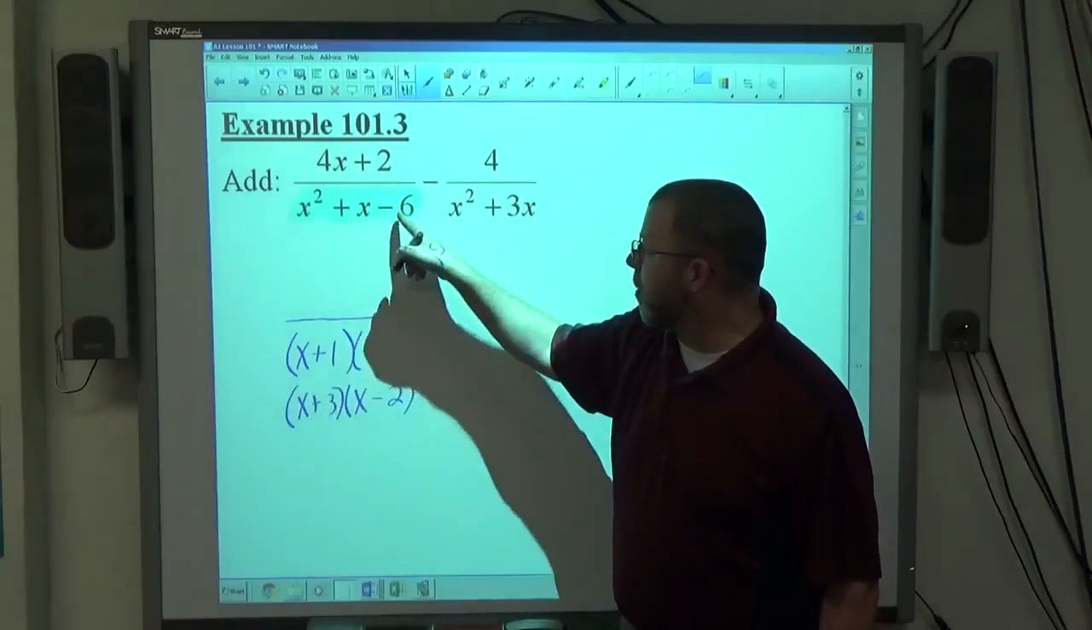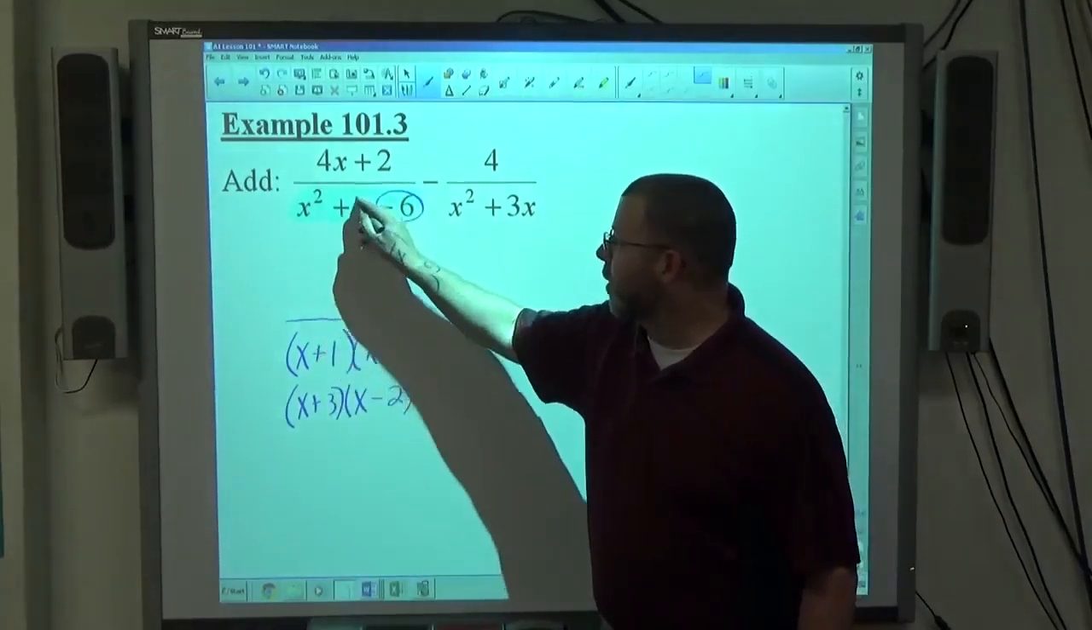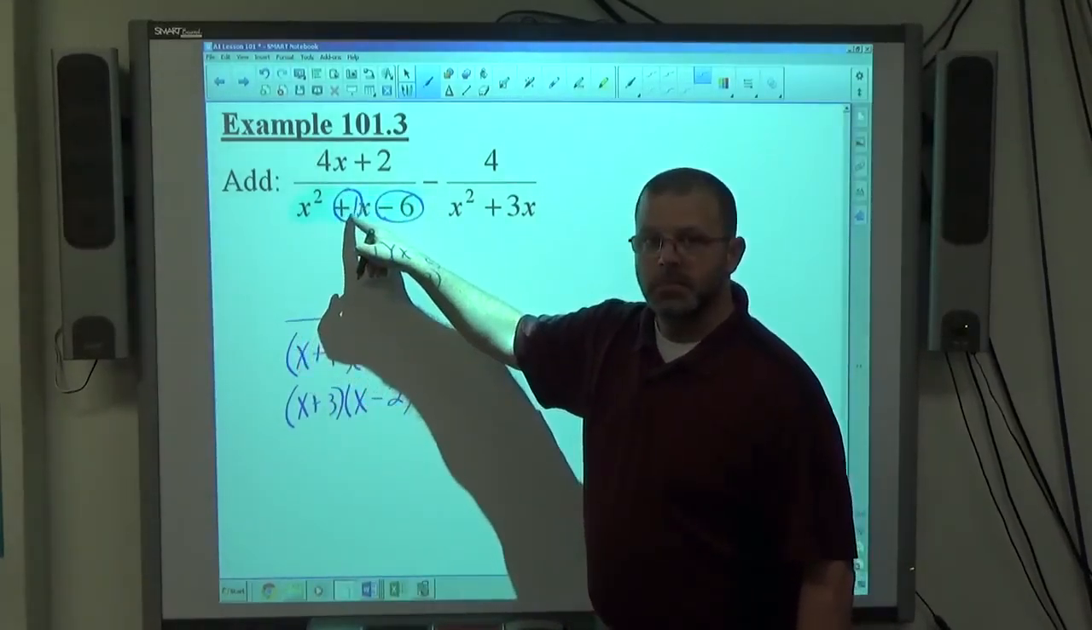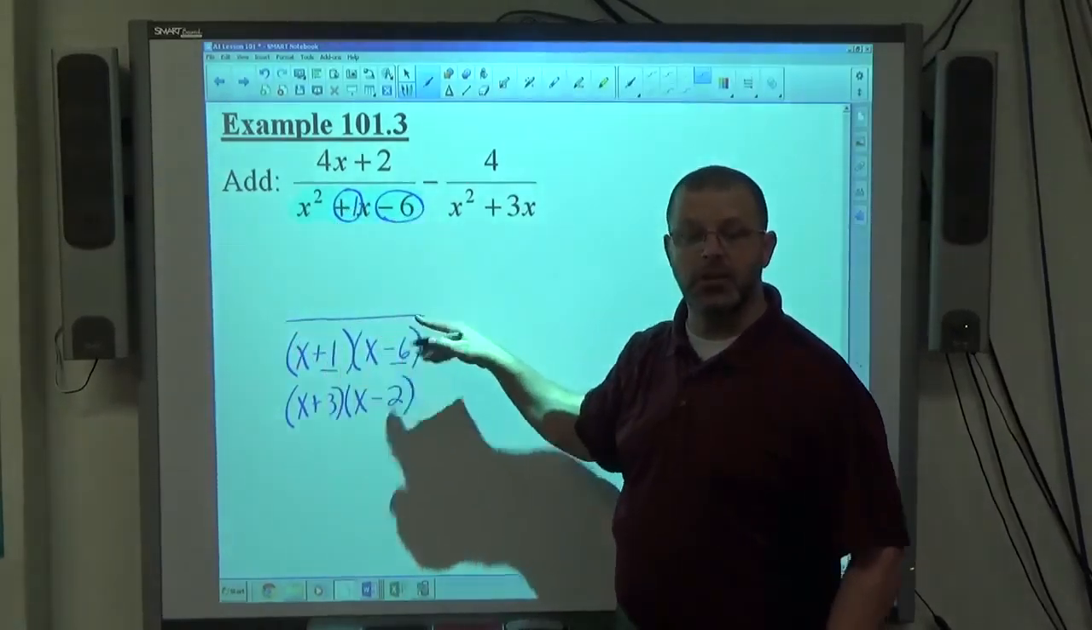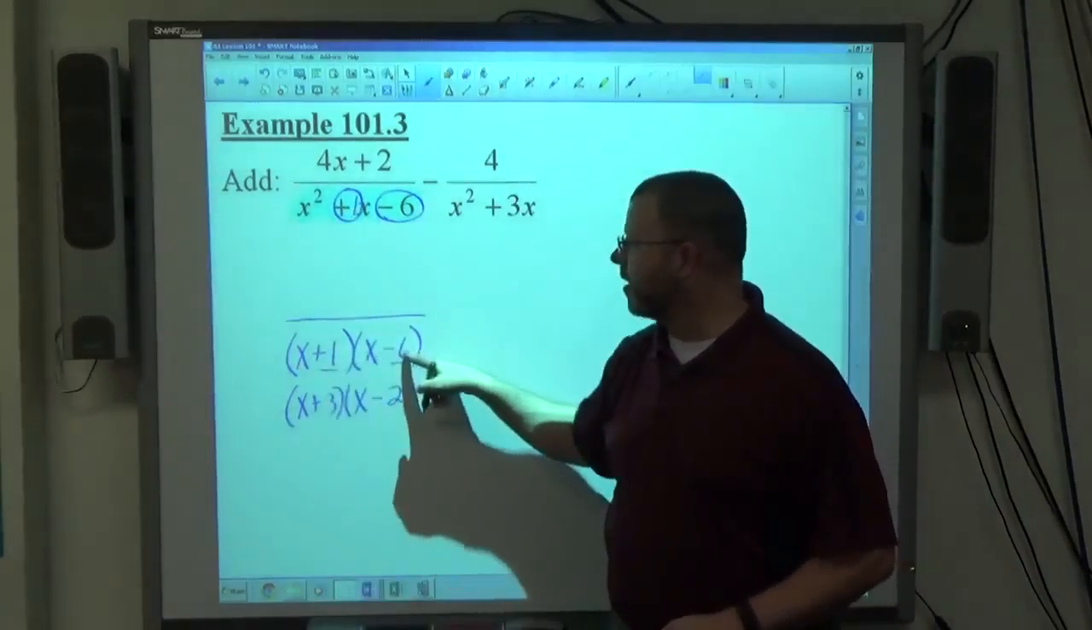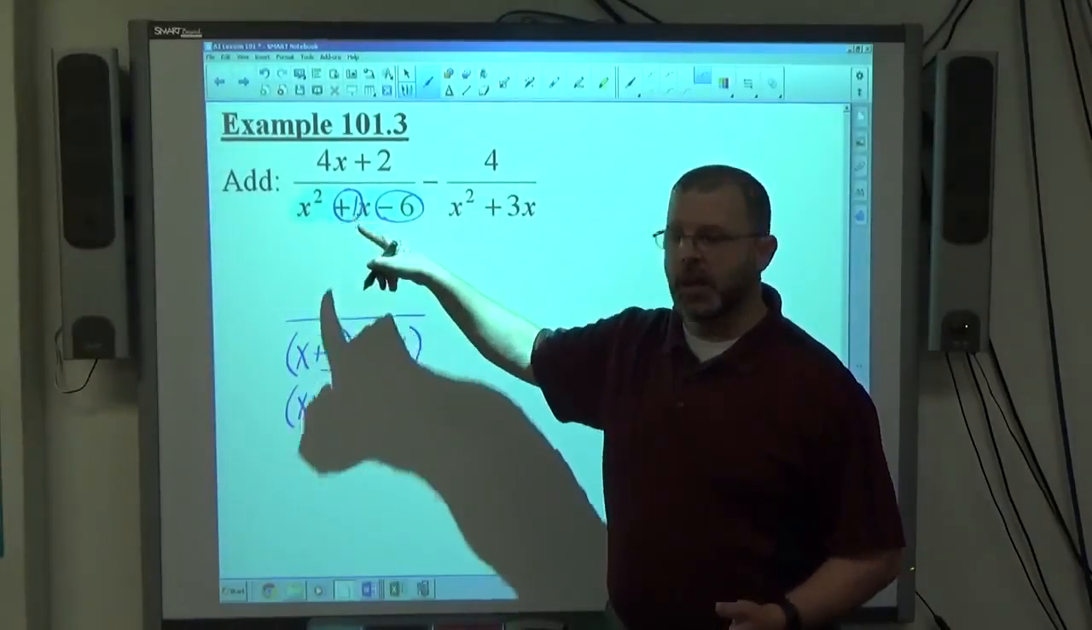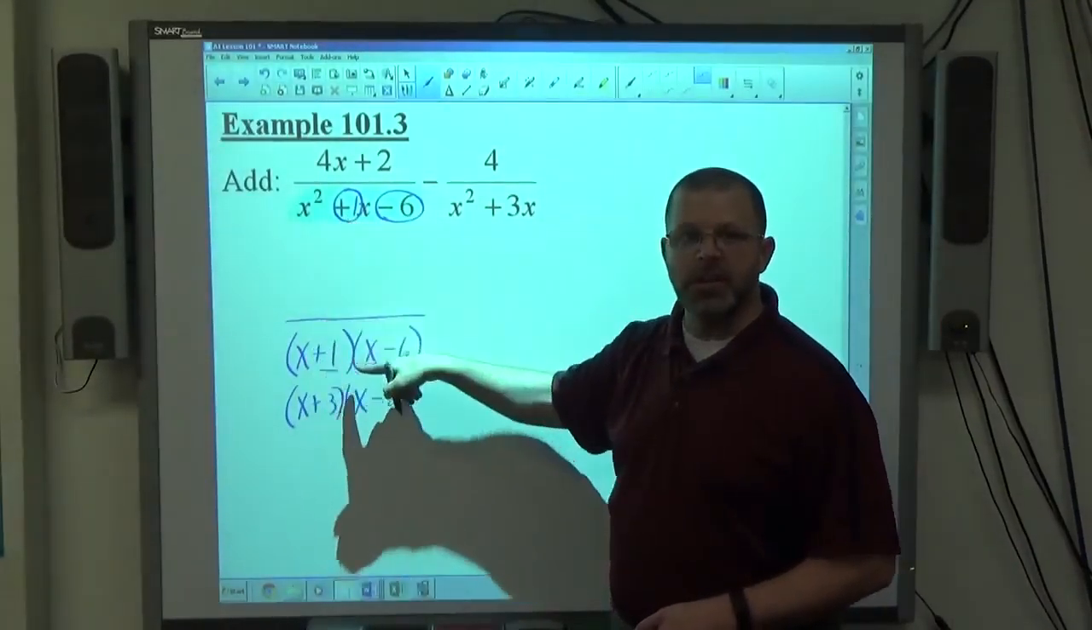Okay, you got the correct product, right? We also need the correct sum. The two numbers you pick have to add up to positive 1. So even though they make the negative 6 correctly, 1 minus 6 doesn't make positive 1. It makes negative 5. So if that was minus 5x, that would have been the factored form.